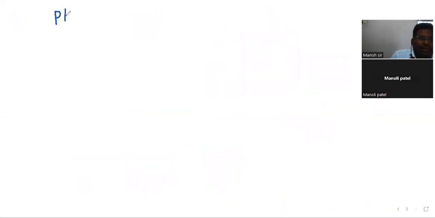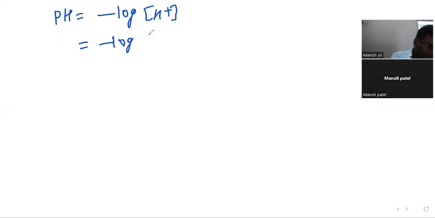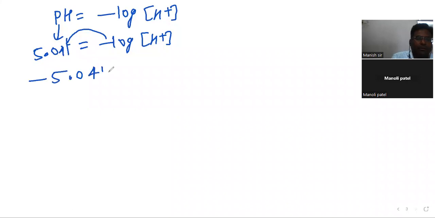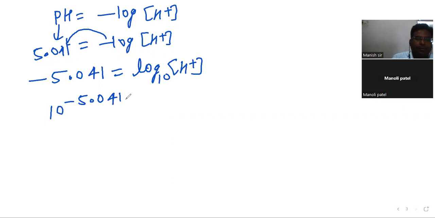As we know, the formula is pH equals minus log of H+ ion concentration. So minus log of H+ ion concentration, you have to find it. We know the pH value, that is 5.041. So take this minus here, then it becomes minus 5.041 equal to log of H+ ion concentration. Here the base is 10, so it comes out as 10^-5.041 equal to H+ ion concentration.